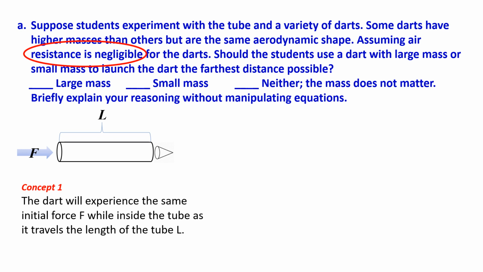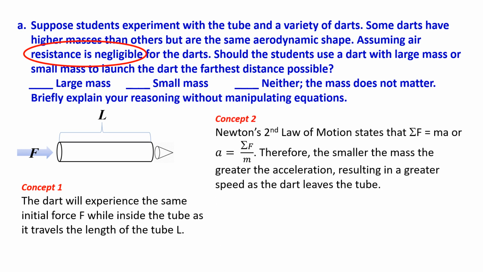Now, the second concept that we must remember is that according to Newton's second law of motion, the net force is equivalent to the product of the mass and acceleration, or acceleration is net force divided by the mass. Therefore, we can always conclude that the smaller the mass, the greater the acceleration, resulting in a greater speed as the dart leaves the tube. Again, if the mass is less, it will leave the end of the tube with a greater velocity.